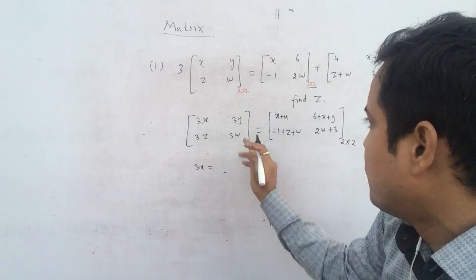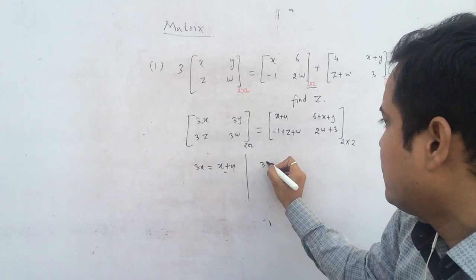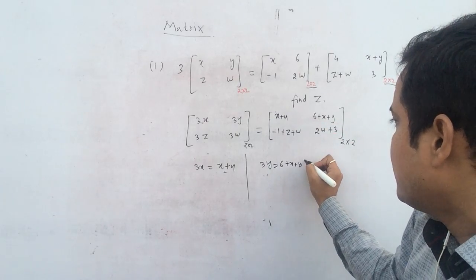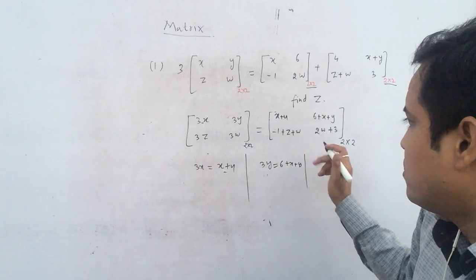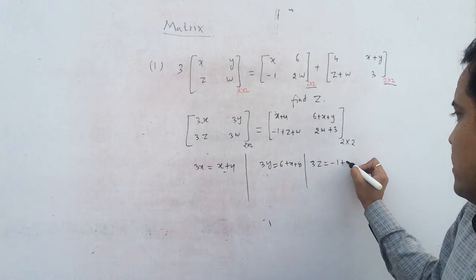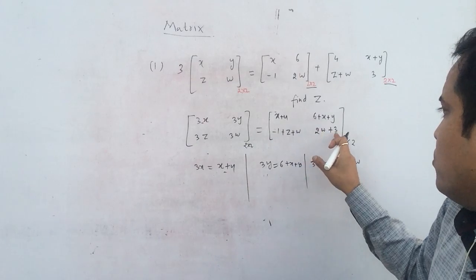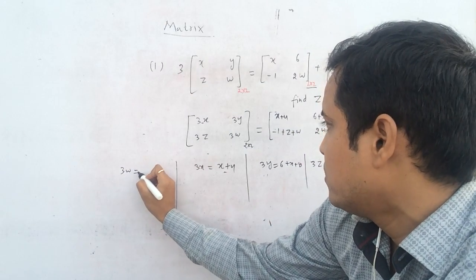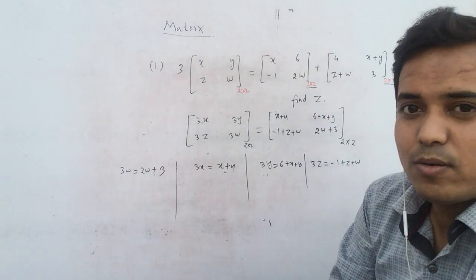3x will be equated with x plus 4. 3y will be equated with 6 plus x plus y. 3z, the corresponding element is minus 1 plus z plus w, so 3z is equated with minus 1 plus z plus w. Similarly, 3w will be equated with 2w plus 3. Now you need to solve.